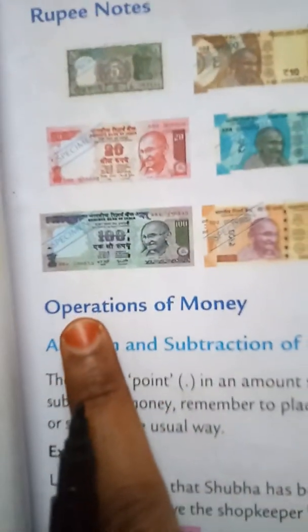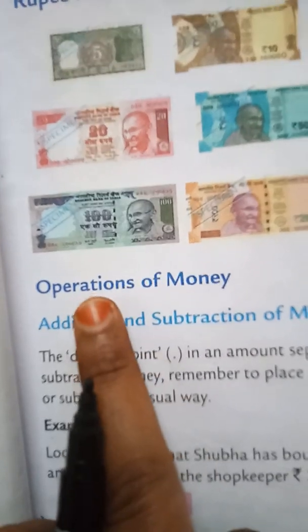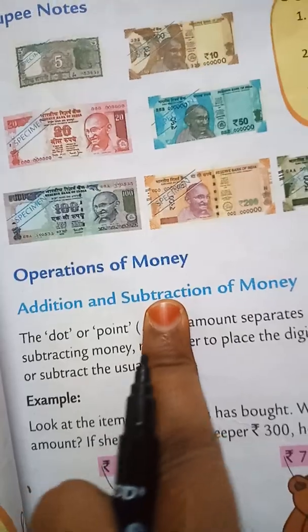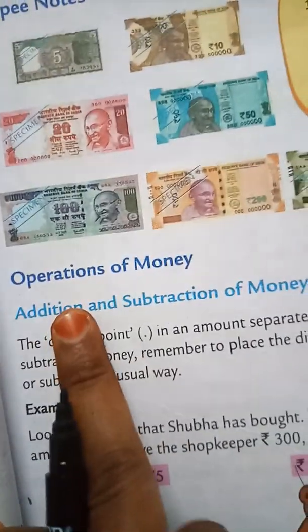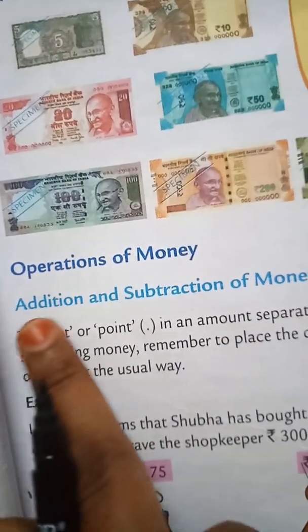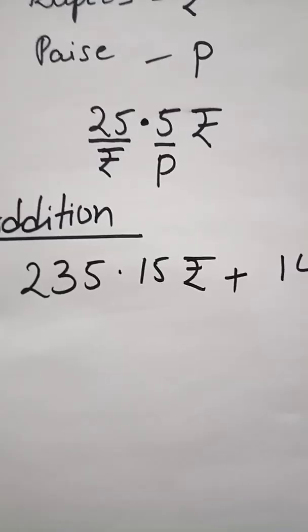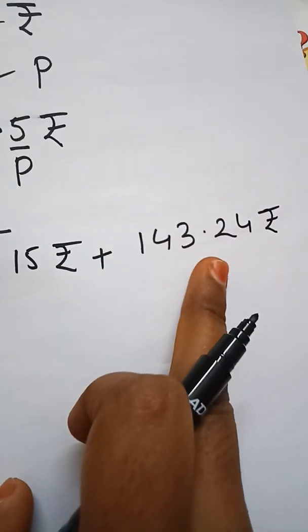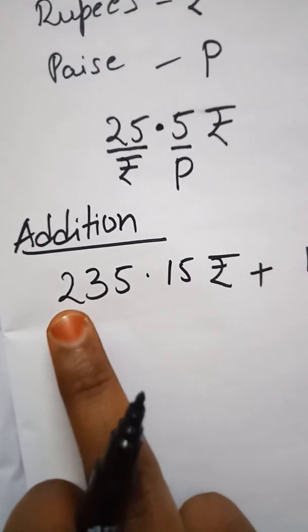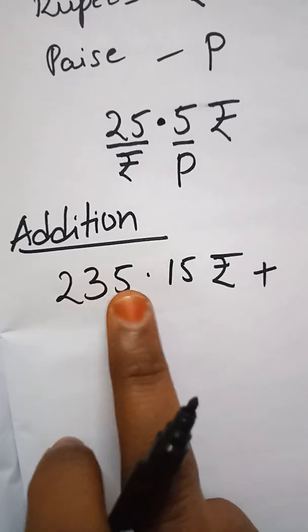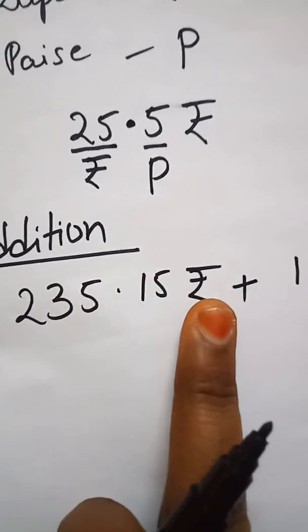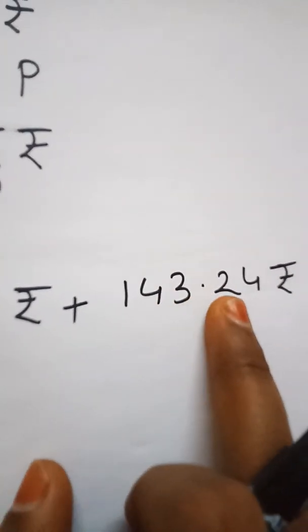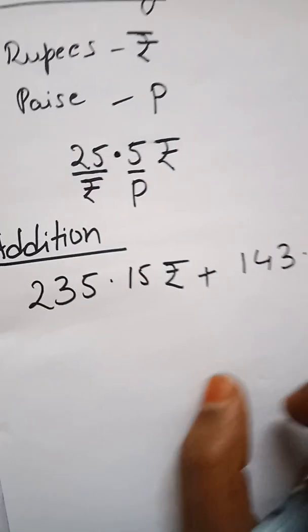Now we have the operations of money. What kind of operations can we do in money? We can do addition, subtraction, multiplication, and also division. First of all we'll learn how to do the addition of money. See here, the first one is addition of money. Let us see now. What is the first number? 235.15 rupees plus 143.24 rupees. So how do we do the addition?